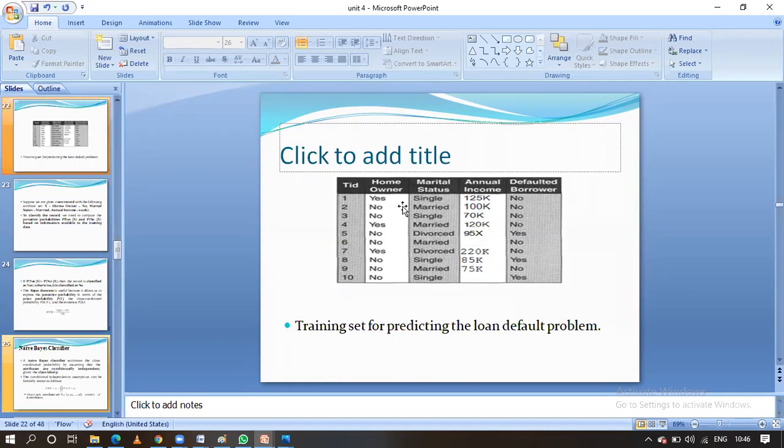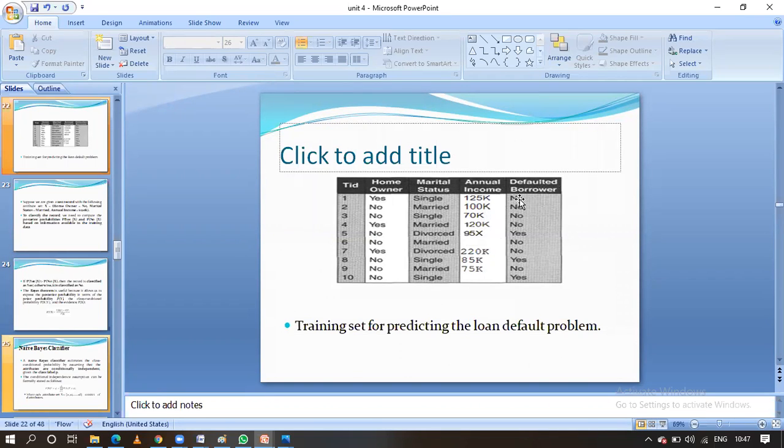These are the attributes, guys. Homeowner: yes means they are the owner, no means they do not own a home. Marital status: single, married, and divorced. These are the three values related to marital status. The next one is annual income, their year-wise income, and then defaulted borrower.